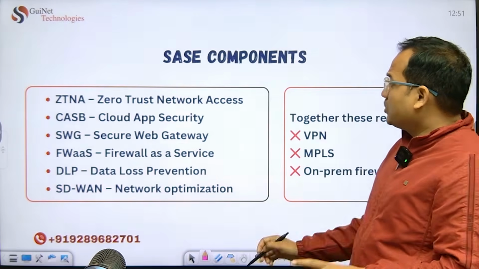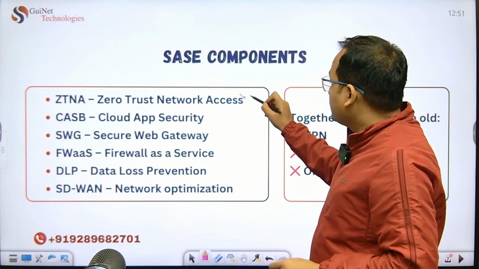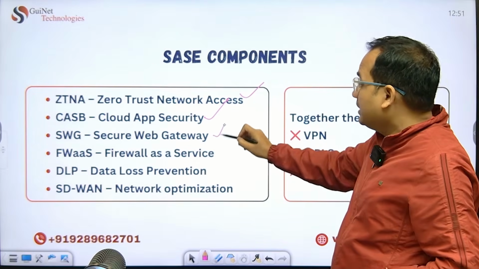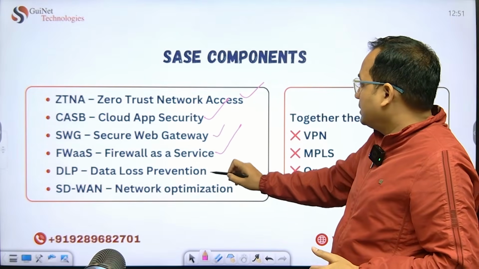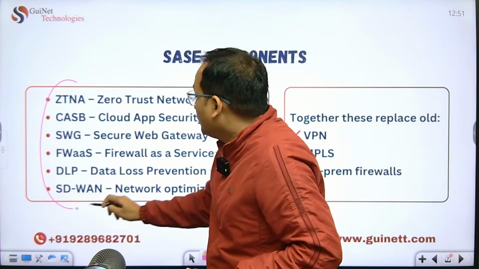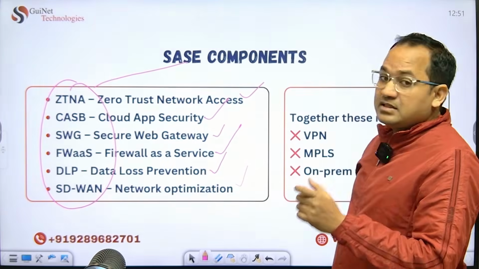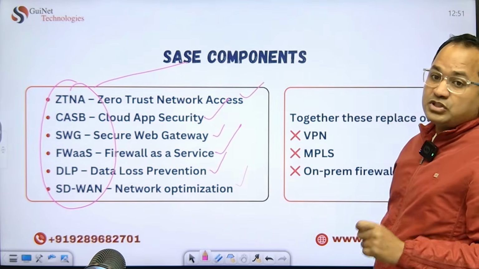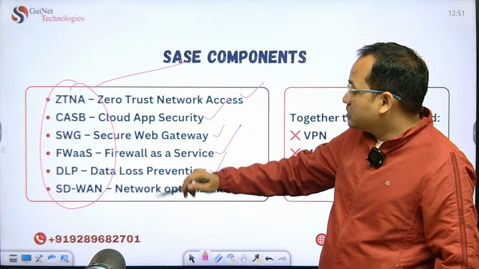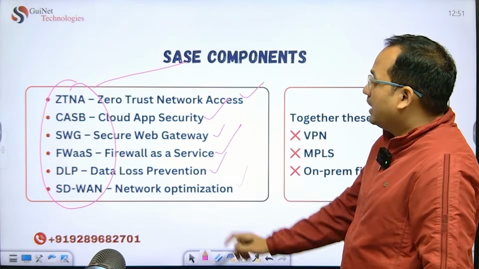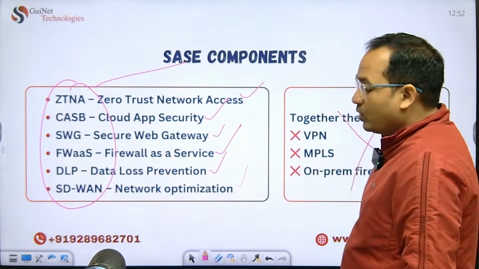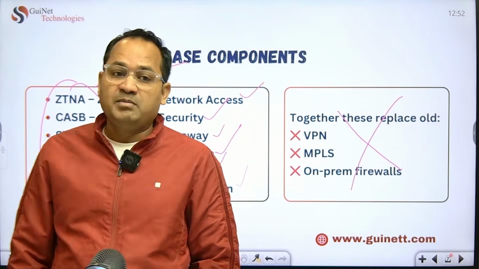Now, about SASE components, as I mentioned, zero trust is going to be there, CASB, Cloud Access Security Broker, and secure web gateway, firewall services, DLP, and SD-WAN. You have to understand all of these to become a SASE engineer. You have to be a champion of CCNA, a champion of CASB, the secure web gateway solution, firewall services solutions, DLP, and SD-WAN. And all of these are going to replace your old VPNs, MPLS, and on-premises firewall solutions.